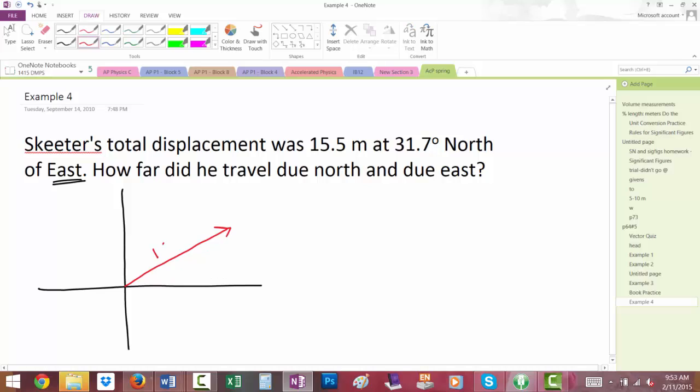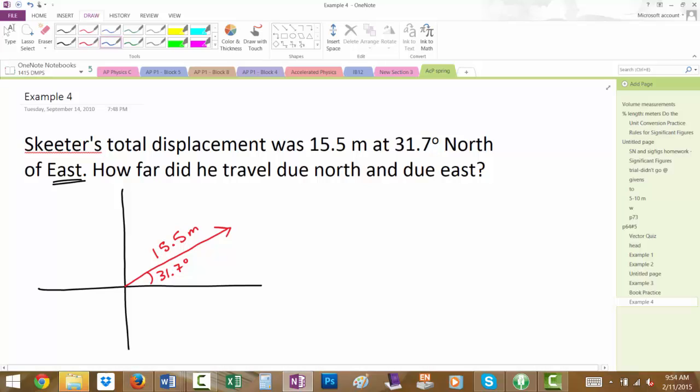So this is 15.5 meters at 31.7 degrees north of east. So we're taking that vector, and now we're going to break it down. Instead of cutting across all of the people's yards, when Skeeter was walking from his house to his friend's house, let's say that he walked straight east first and then went north. We want to know how far he went in each direction. Okay? So let's go ahead and draw this.